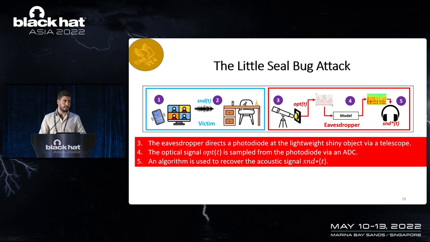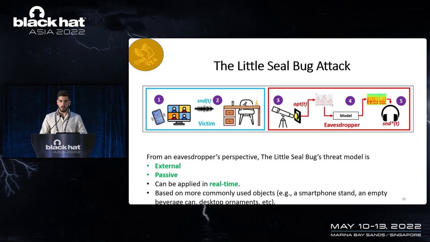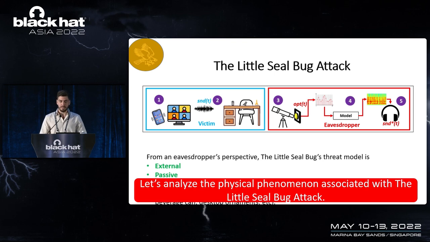In addition, we assume that there's an eavesdropper. The eavesdropper directs a photodiode at the lightweight shiny object via a telescope. The optical signal is sampled from the photodiode via an A to D converter. After that, an algorithm is used to recover the acoustic signal from the optical signal. If we want to summarize the advantages of the Little Seal Bug attack in comparison to the other attacks I've shown you today, we can see that first of all, it's external, it's passive, it can be applied in real time, and in addition, it's based on more commonly used objects. Now, I'm going to let Ben analyze the physical phenomenon associated with the Little Seal Bug attack.